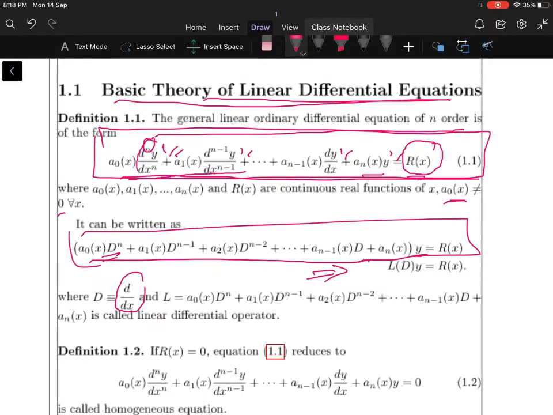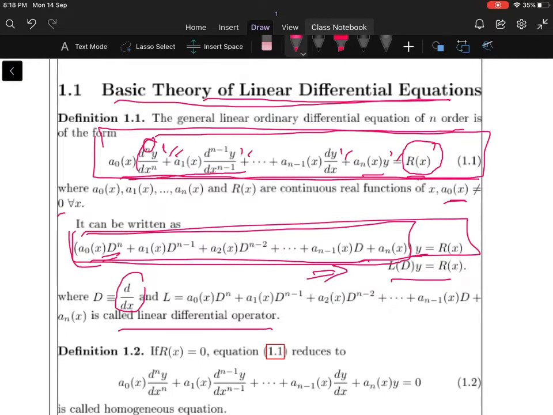Okay, so this implies L of D, or simply L of y, is equal to r of x, where L, or L of D, is equal to a naught of x into D power n plus a1 of x into D power n minus 1, etc., a n of x. This is called a linear differential operator.